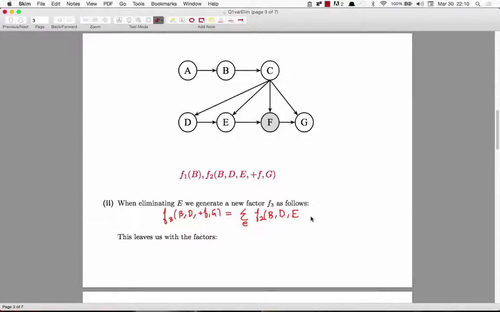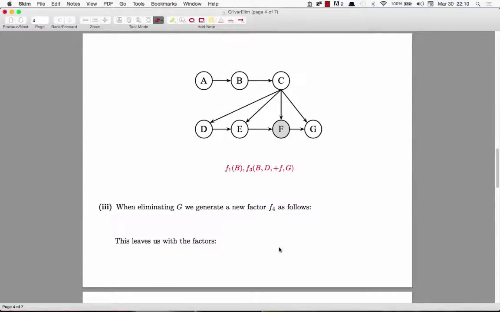So essentially there was just one factor which contained the variable e, and actually this should be a small e. And we just eliminated the variable e from that factor to get the resulting factor. And the factors that remain after this step, so this factor here goes away and instead comes f3. So the factors here are f1 and f3, where f1 is a factor of b and this is a factor of b, d, the constant, plus f, and g.